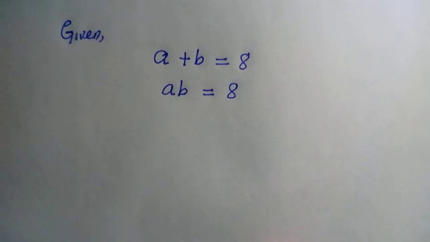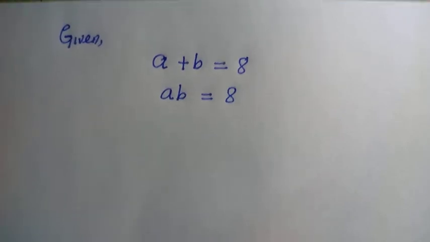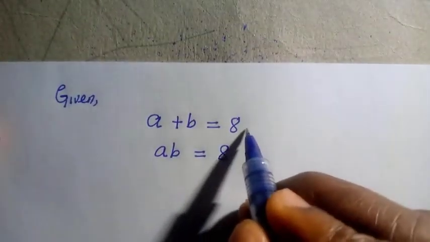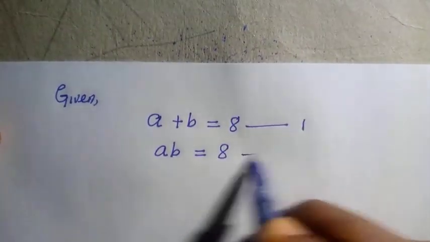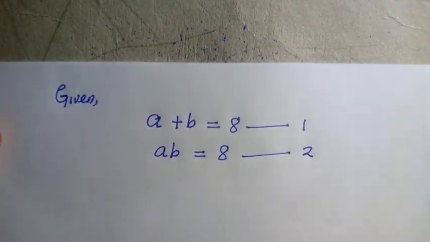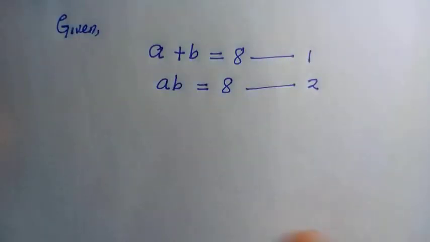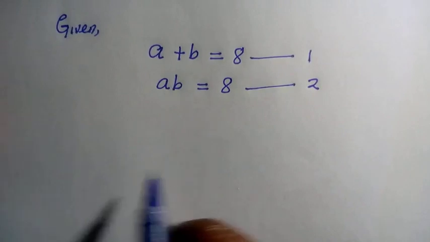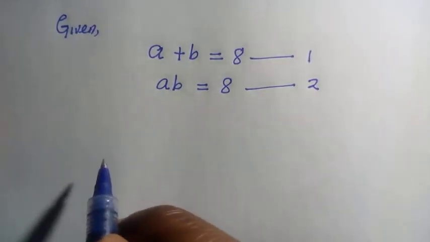Given that a plus b equals 8 and ab equals 8, we want to find the values of a and b that satisfy this. So what to do first here is we consider this as equation 1 and we consider this as equation 2. Then if a problem like this is given, we have to consider making another equation.